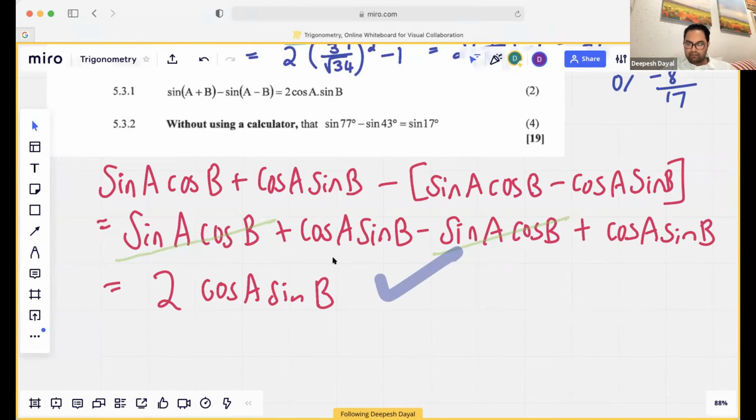Now the next one says, without the use of a calculator, show that sine 77 degrees minus sine 43 degrees equals sine 17 degrees. That's what we need to show. How are we going to do that? You maybe want to try. I'll give you about 3-4 minutes and then we can compare. Please do let me know if you have it so maybe we can help each other.